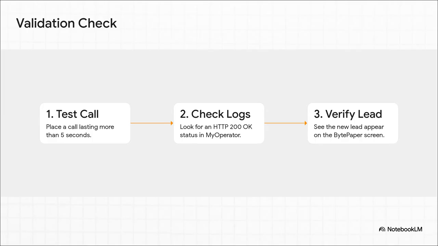Checking our work is super simple. First, use that test number you have handy and make a call that lasts more than 5 seconds. Next, hop over to the webhook logs inside MyOperator. You're looking for a status that says HTTP 200 OK. That's basically the system giving you a big thumbs up, saying, I got the message. Then just flip over to your BytePaper lead screen and boom, you should see that new lead sitting right there.